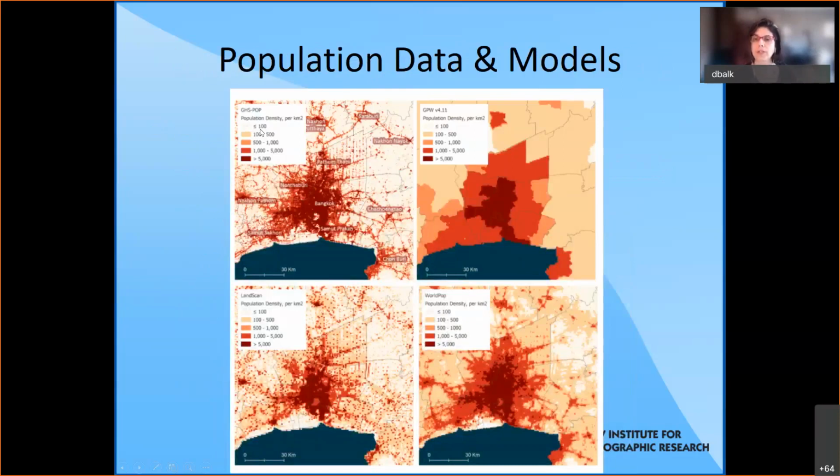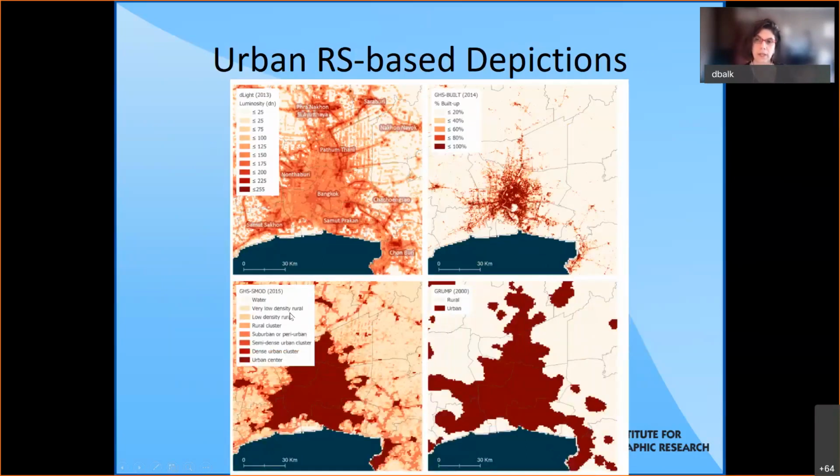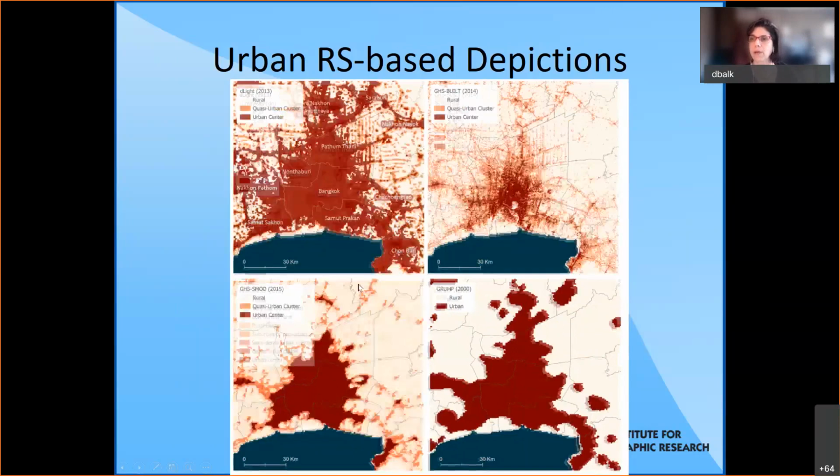Just in the upper quadrant here, we see GHS pop, which is the backbone of the degree of urbanization, but we also see how it differs from the gridded population of the world. These other two population data sets are Landscan and WorldPop, two other models that are also used. All of these data products would be improved by increasing the spatial resolution of the population data sets that underlie them, which are collected by national statistical agencies. The remote sensing data products, the urban remotes, are four different depictions. I'm short on time, so I'll come back to this only if there are questions later.